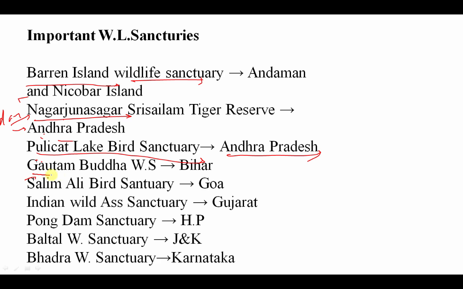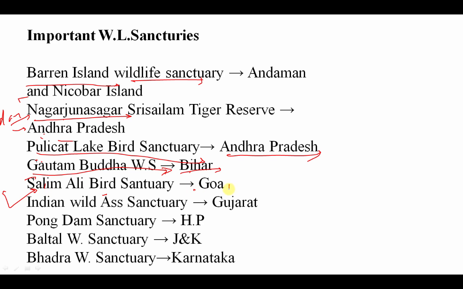Another is the Gautam Buddha Wildlife Sanctuary, which is in Bihar. Salim Ali Bird Sanctuary, very important. Salim Ali National Park is in Jammu and Kashmir, but the Salim Ali Bird Sanctuary is in Goa.